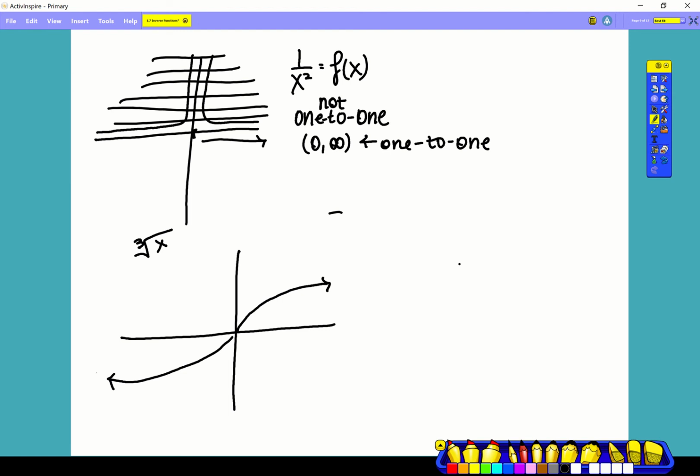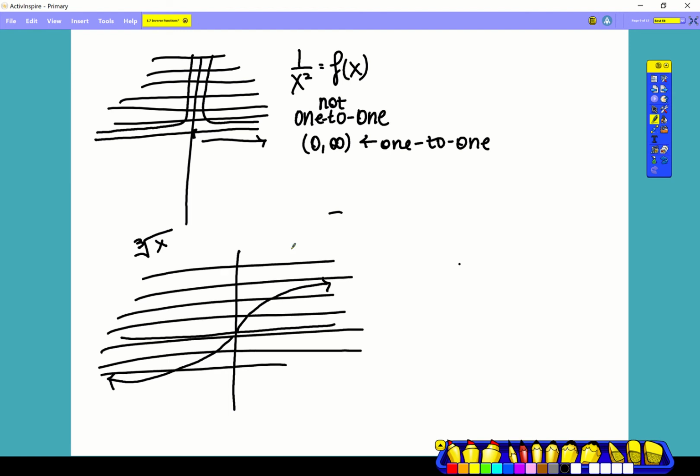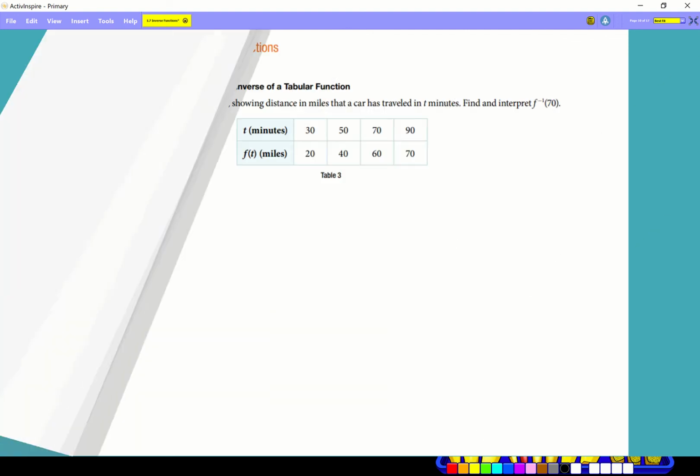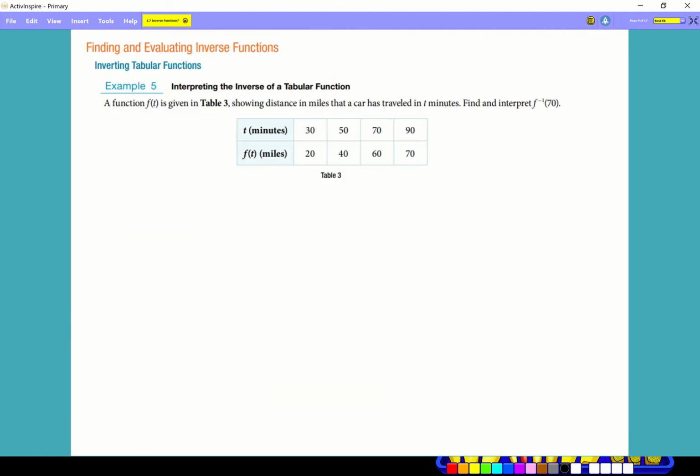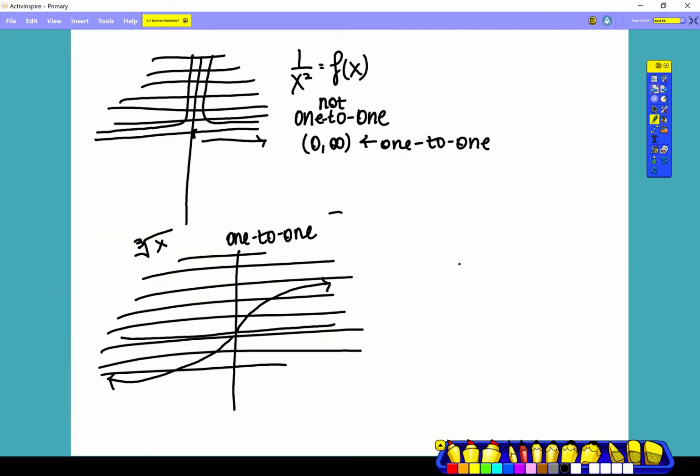That's a cube root. This one is 1 to 1. Now, let's get, I think I have one more new page. Oh, I don't. All right, well, let's put it in here. So if we have, we'll compare this to the square root function. This is 1 to 1.